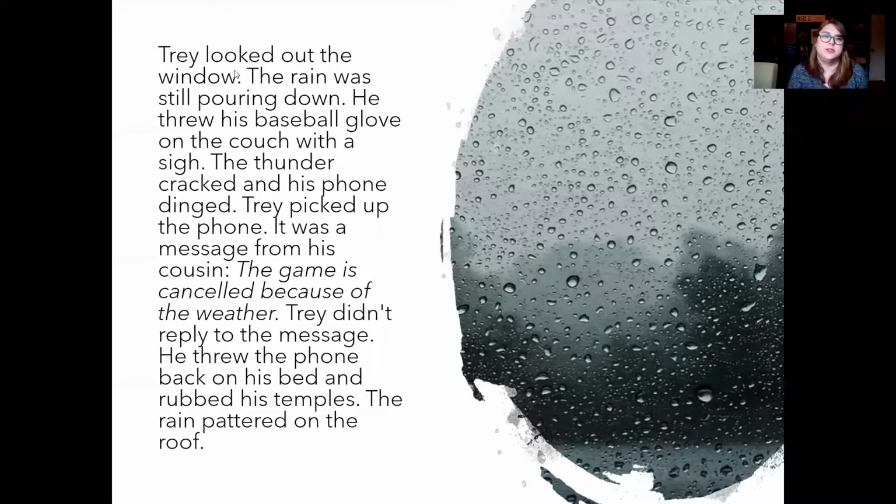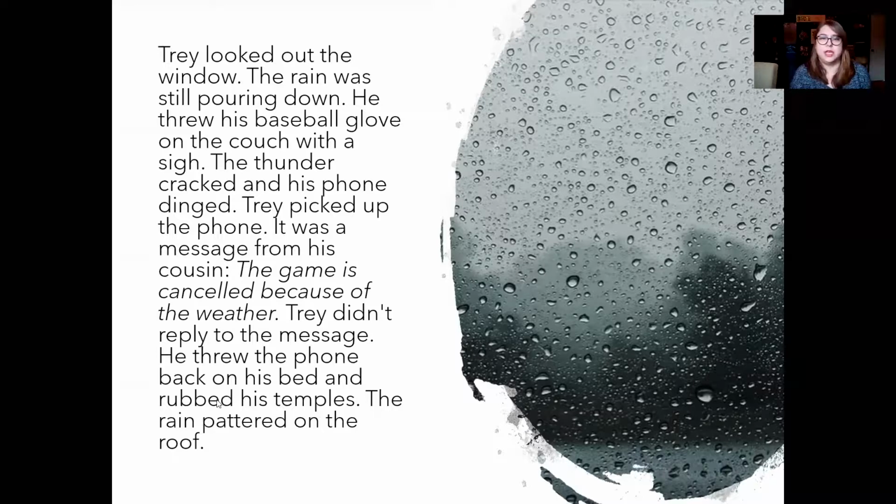Trey looked out the window. The rain was still pouring down. He threw his baseball glove on the couch with a sigh. The thunder cracked and his phone dinged. Trey picked up the phone. It was a message from his cousin. The game is canceled because of the weather. Trey didn't reply to the message. He threw the phone back on his bed and rubbed his temples. The rain pattered on the roof.